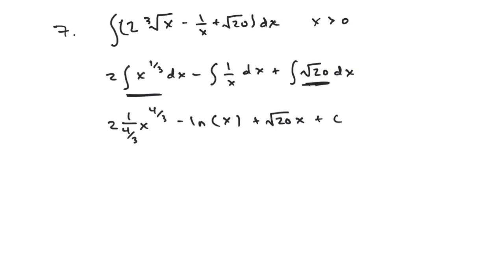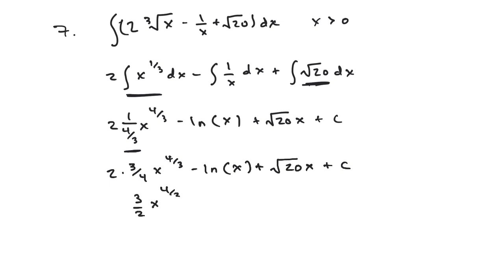So here we simplify this a little bit more. This is going to be 1 over 4/3, we'll call that 3/4, and that's x to the 4/3 minus the natural log of x plus the square root of 20x plus c. So this over here is going to be 6 over 4, which is 3/2 x to the 4/3 minus the natural log of x plus the square root of 20x plus c.